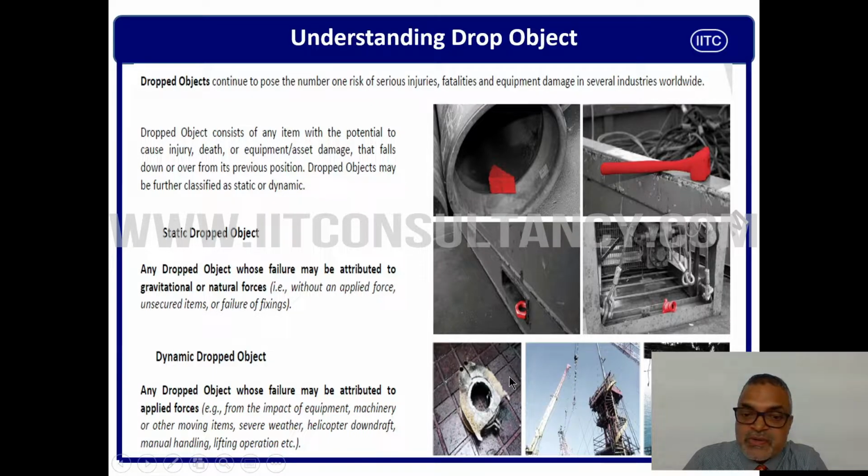Now you can see that this is the drop object. This has fallen down from the height. This is the crane operation. Some chain, some nuts, some bolts, some hooks can fall. And on the platform, I think there is something which can fall. Correct, guys?